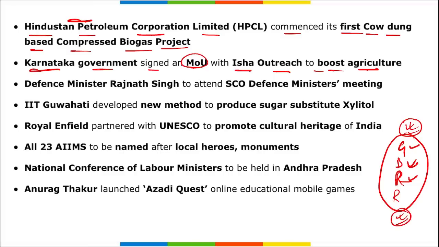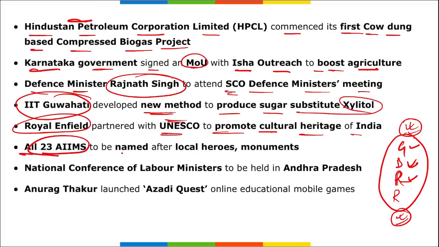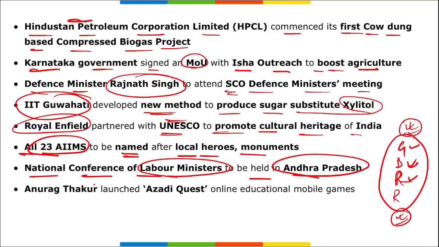So just for clarity. Next is Defence Minister Rajnath Singh to attend the SCO Defence Ministers meeting. IIT Guwahati has developed a new method to produce sugar substitute xylitol. Then Royal Enfield has partnered with UNESCO to promote cultural heritage of India. All 23 AIIMS aim to be named after local heroes and monuments. National Conference of Labour Ministers to be held in Andhra Pradesh.